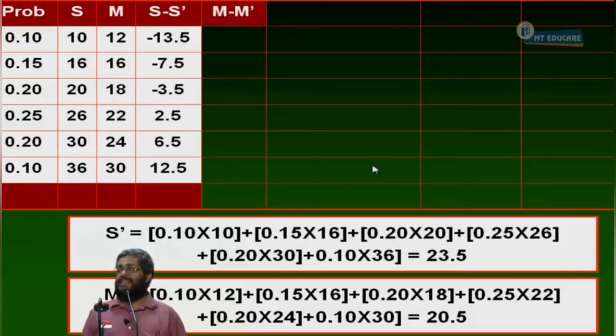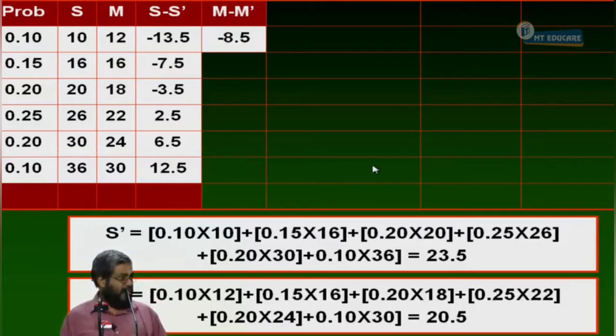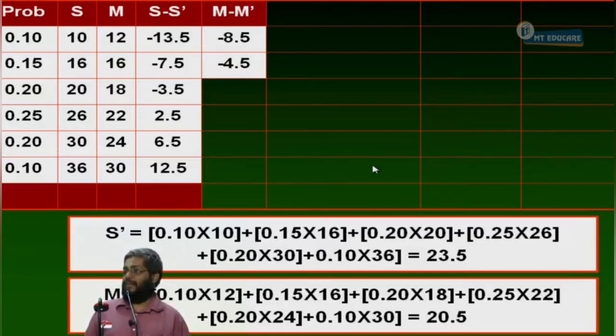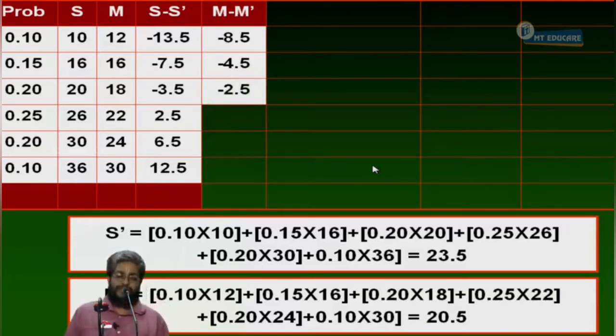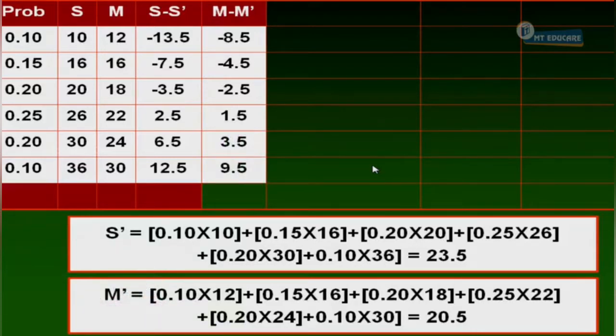Next, M minus M bar. 12 minus 20.5, minus 8.5. 16 minus 20.5, minus 4.5. 18 minus 20.5, minus 2.5. 22 minus 20.5, 1.5. 24 minus 20.5, 3.5. 30 minus 20.5, 9.5. Shall I proceed or not?